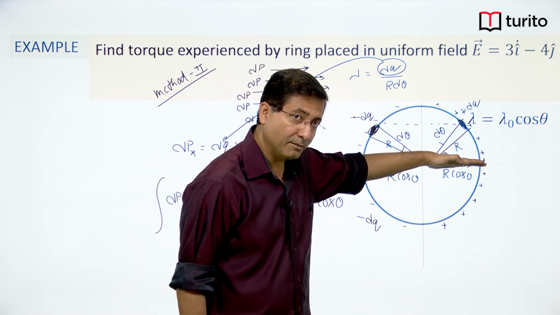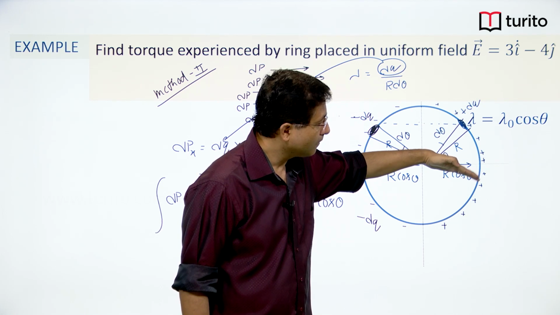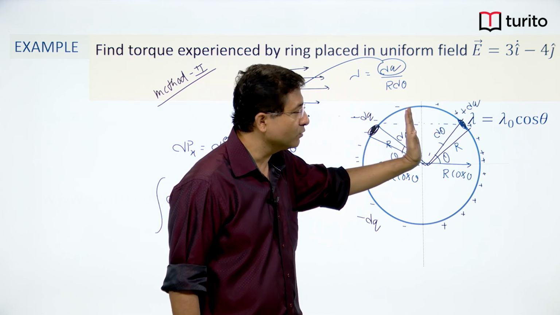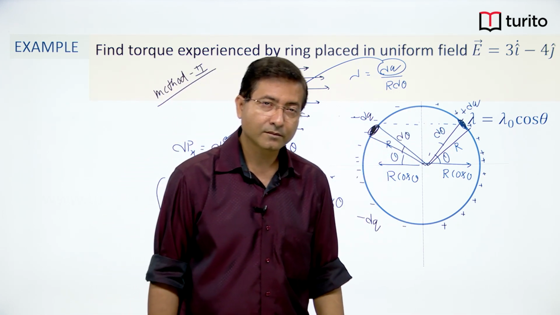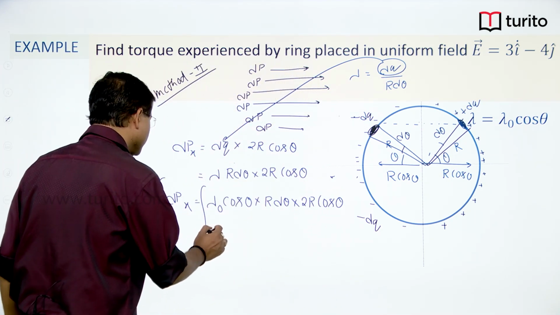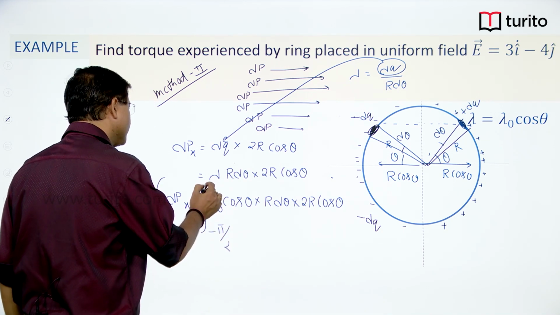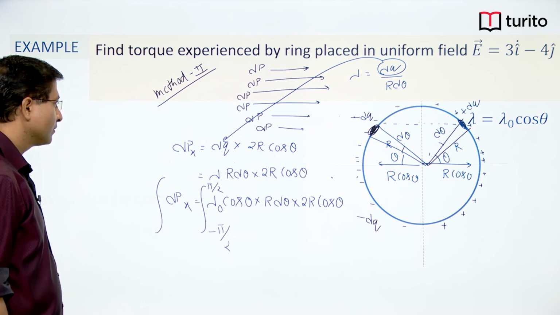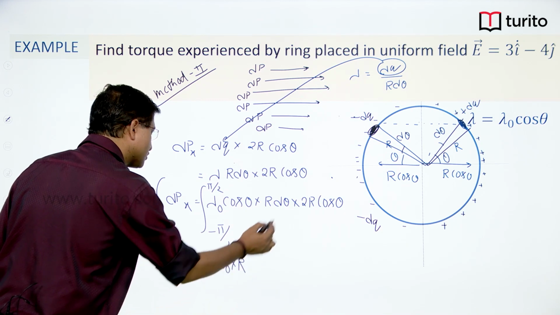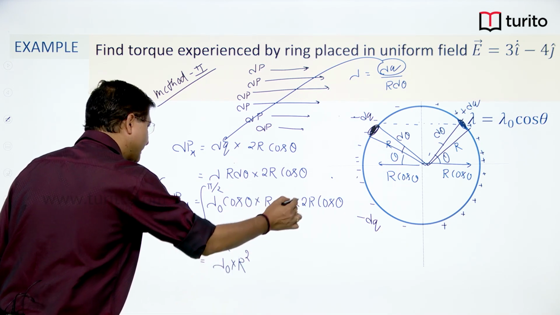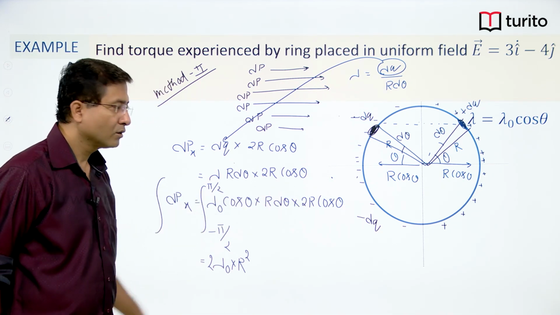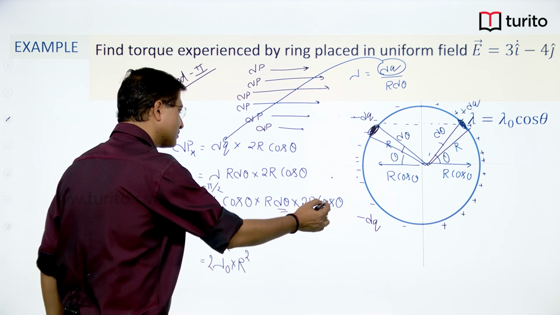So if you substitute the limit from minus pi by 2 to plus pi by 2, you have already covered this part, right. So the limit will be from minus pi by 2 to pi by 2. So lambda naught into r square, 2 I will take out, 2 is outside, and then I am getting cos square theta d theta, right. This will make it cos square.